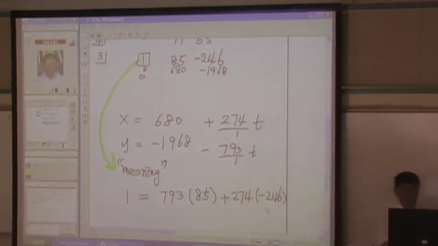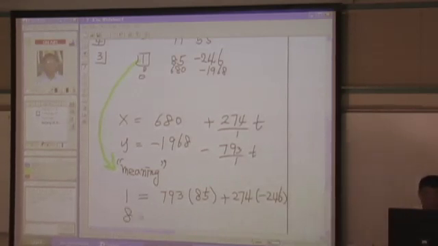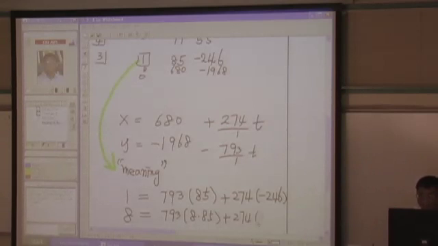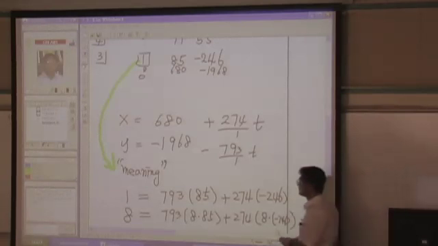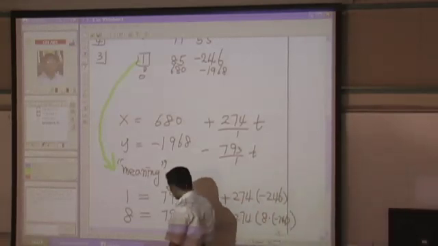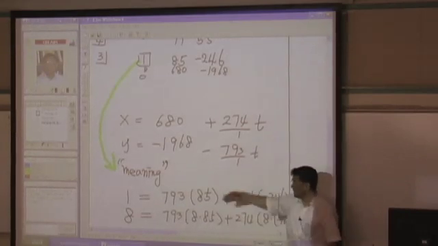Then, now we have 8. Then what should we do? We have 8. Then I should multiply this by 8, right? And then I should multiply this by 8. Do you follow me? This is the reason why I got this kind of thing. So I just multiply these numbers by 8 to make these things equal.